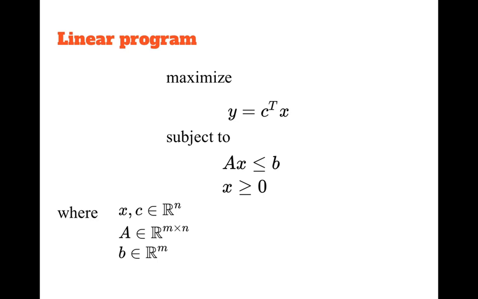A linear program is to maximize the function y, which is a scalar product between two n-dimensional real vectors c and x, where x satisfies the constraint Ax less than or equal to b and x is non-negative. Here A is an m by n real matrix and b is an m-dimensional real vector. The domain X where Ax is less than or equal to b and x is non-negative is called the feasible region of the optimization problem, and the function y is called the objective function.